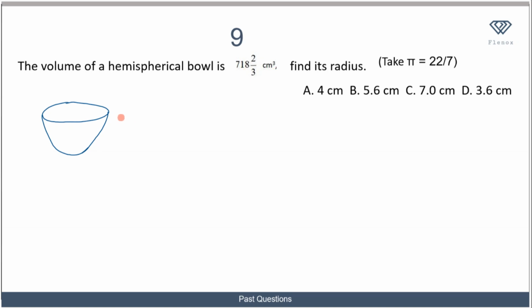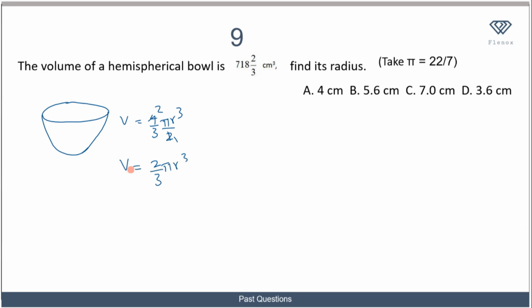So now we know that the volume of a hemisphere is what? 4 over 3 pi r cubed. So for a sphere, it is 4 over 3 pi r cubed. So since a hemisphere is half of a sphere, we just divide by 2. So 4 here goes 1 and 4 here is 2. So the volume of our hemisphere is what? 2 over 3 pi r cubed.